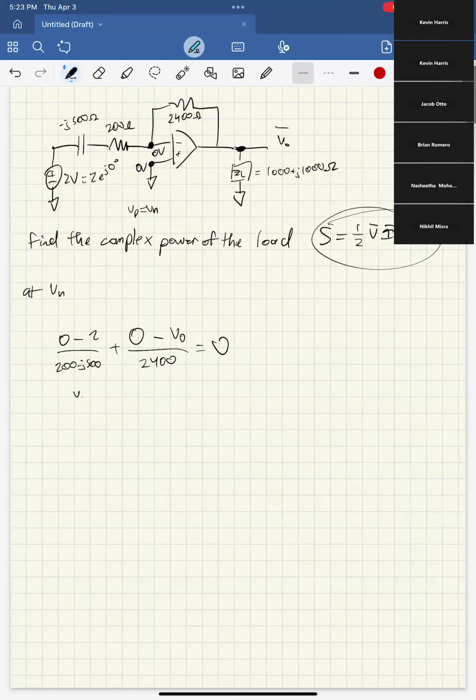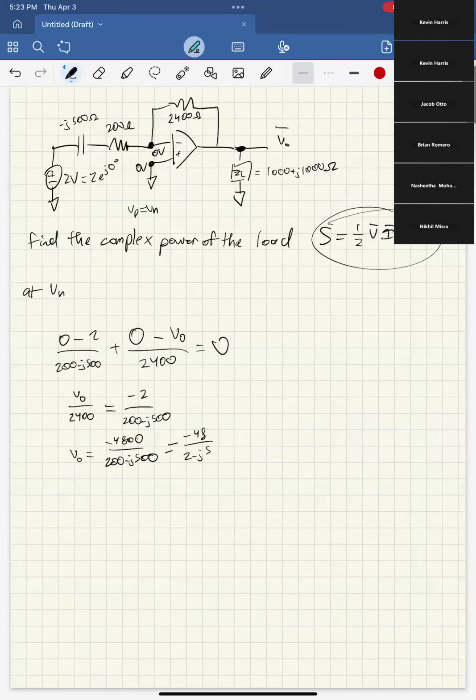So I'll shift things around a bit. We have V out over 2400 equals negative 2 over (200 minus J500). And then we multiply by 2400. So V out equals negative 4800 over (200 minus J500). And then we just have to simplify this. So before I do anything, I'll just take 2 zeros off of each number. So now we just have minus 48 over (2 minus J5).